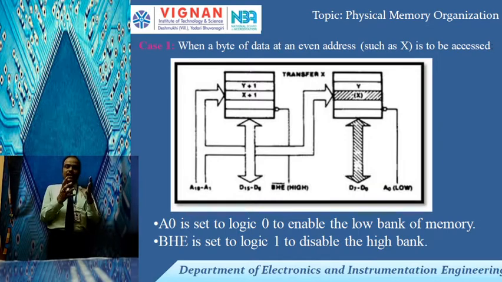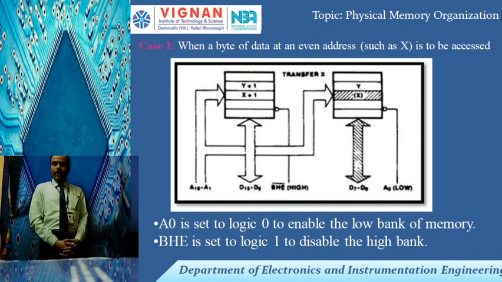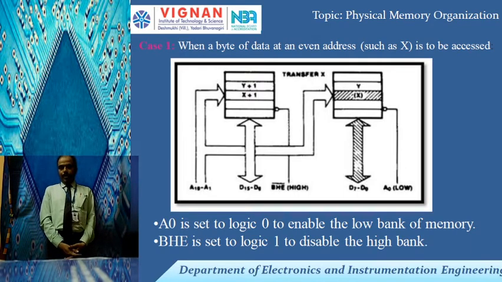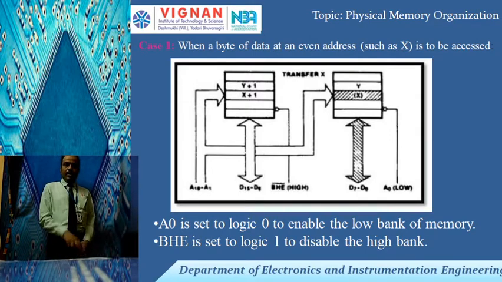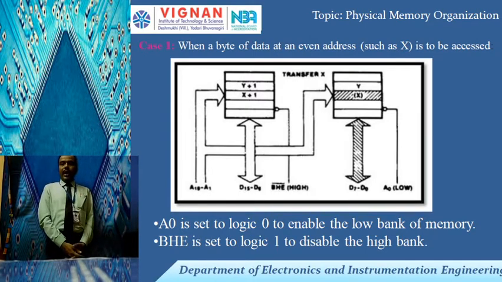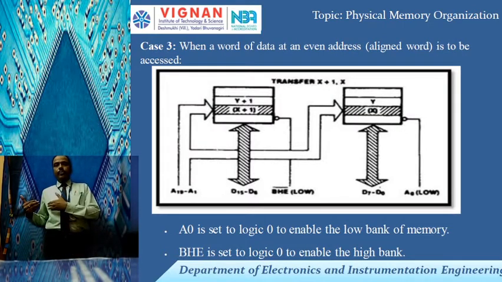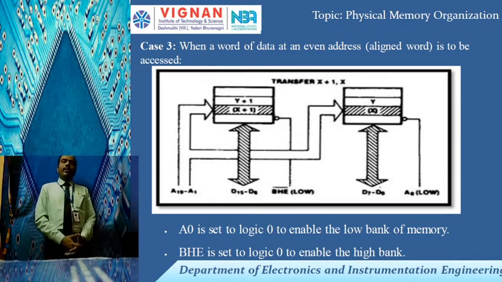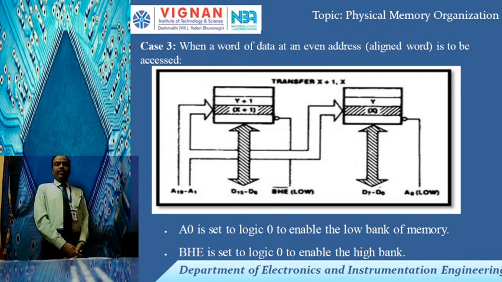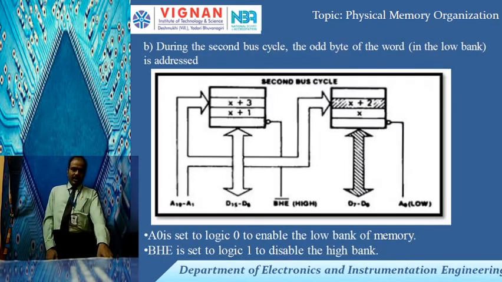In order to select the odd bank, the even bank, or both, the microprocessor provides 2 enable signals, that is BHE bar and A0. BHE is nothing but Bus High Enable. BHE bar is the complement, an active low signal. Whenever it is 0, it selects the high bank, that is the odd bank. A0 equal to 0, that is even, selects the even bank.